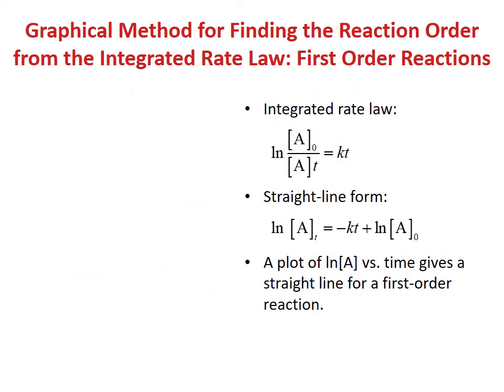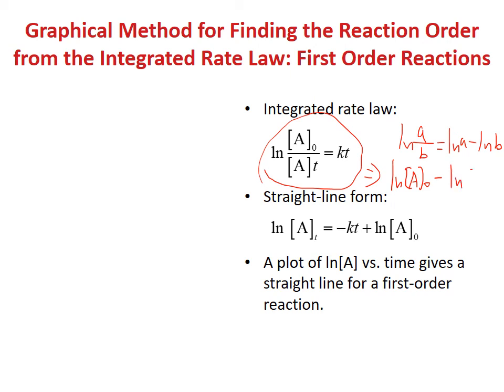Let's look at the first order reaction integral rate law again. In mathematics, if you have ln of A divided by B, you can write ln A minus ln B. So this equation you can write as ln A0 minus ln A at time t equals kt. Modify this equation and you should get this one: ln A at a certain time equals negative kt plus ln A0.